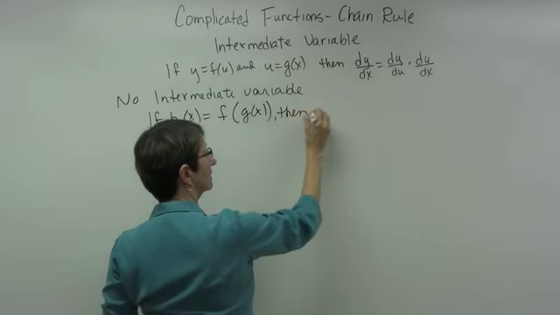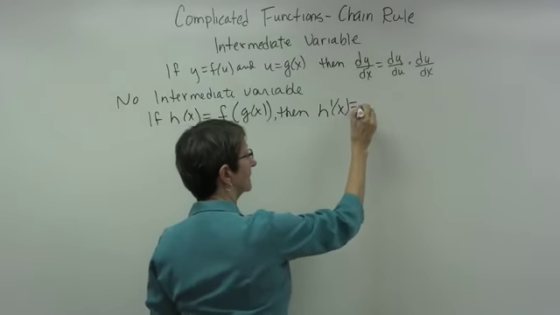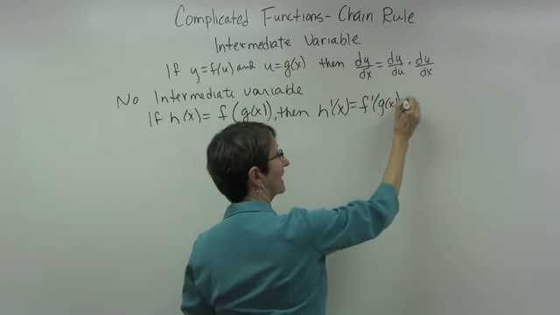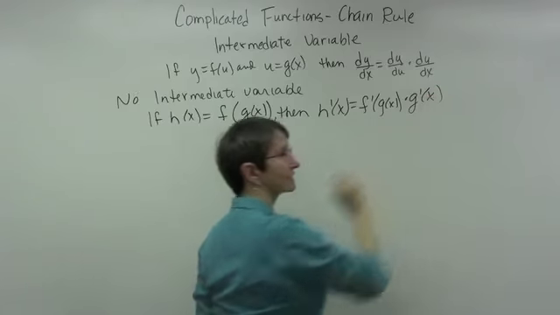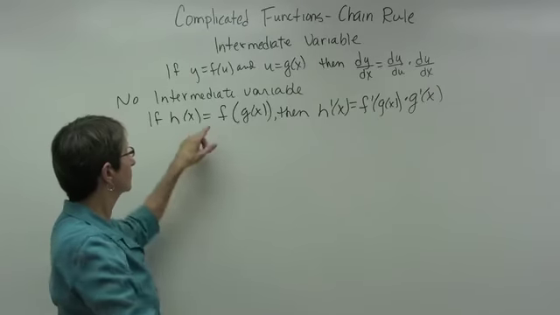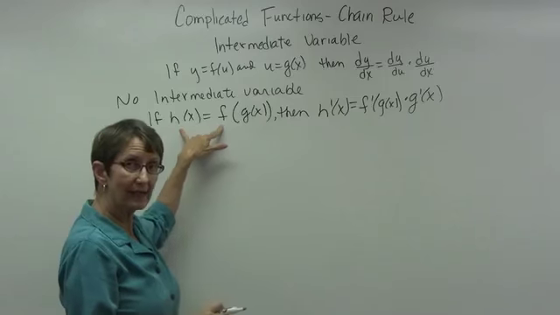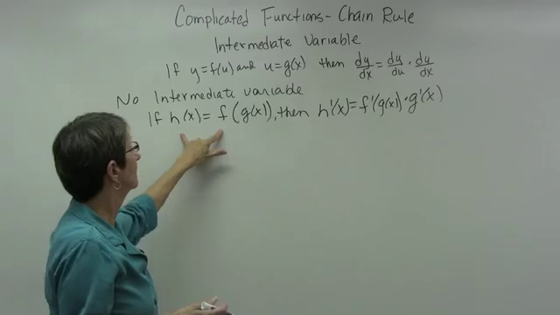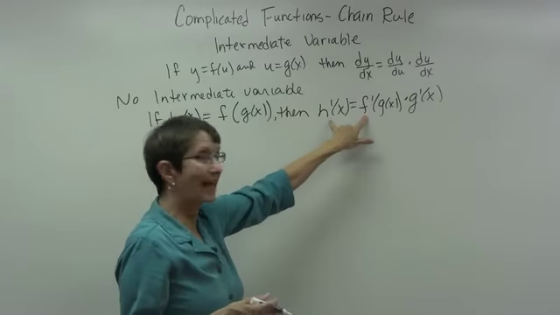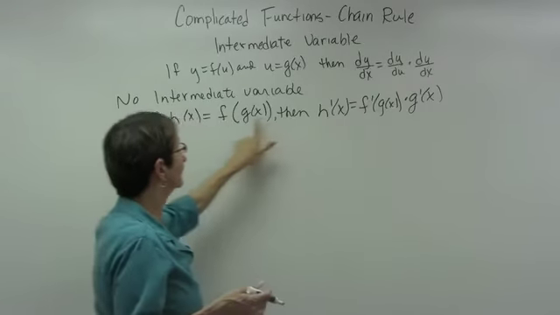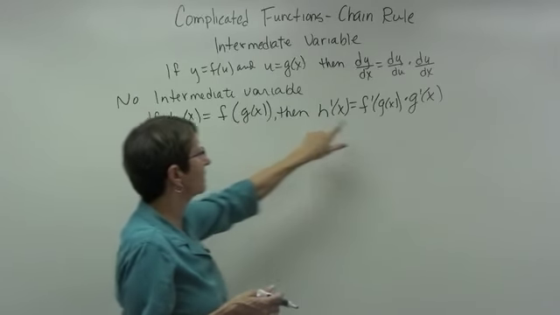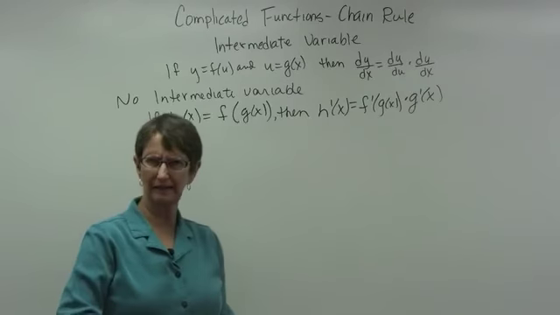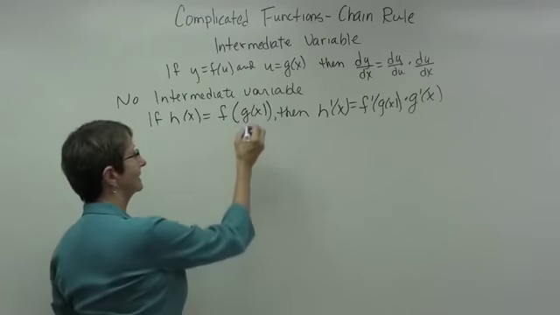Then h prime of x is equal to f prime of g of x times g prime of x. So I take the derivative of my outside function. F and h are the same. It's outside. I take the derivative of the outside part, but the inside does not change. And then I multiply by the derivative of the inside. So let's look at those outs and ins. X is the inside.